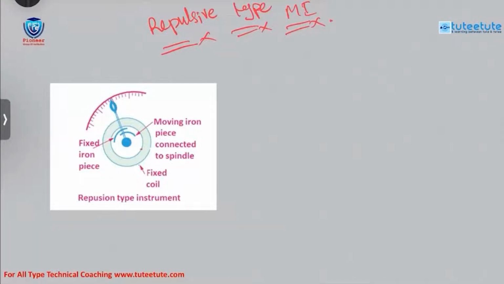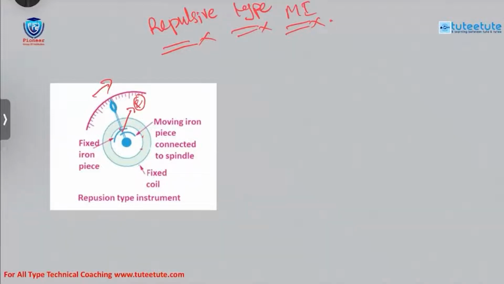What does repulsive mean? Here two plates will be there. One is a fixed plate and in moving iron, a moving plate. If you see here, this is the fixed one and this is the moving one, which I marked in the picture. What is happening? Here we are going to make two magnets. So whatever force develops here is a repulsive type force. With the help of this repulsive force, we are going to move the pointer. We are going to develop the deflecting torque.